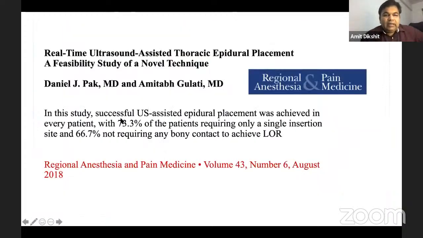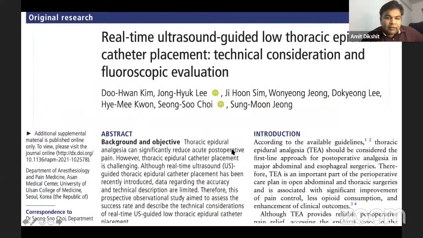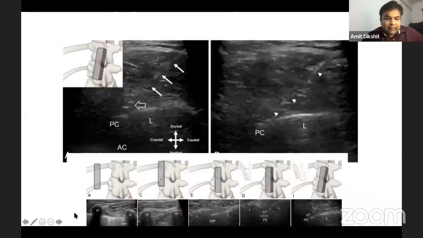Now, the problem with real-time assisted, this was by Amitabh Gulati, and they have discussed in length how the probe should be placed and how it should be tilted, the landing zone increases. But all these techniques have discussed in-plane technique. And in-plane technique, at least in our center, we have really struggled with. Even this was the recent article from RAPM 2021, and they are looking at the placement of catheter in thoracic epidural. Again, it was an in-plane technique.